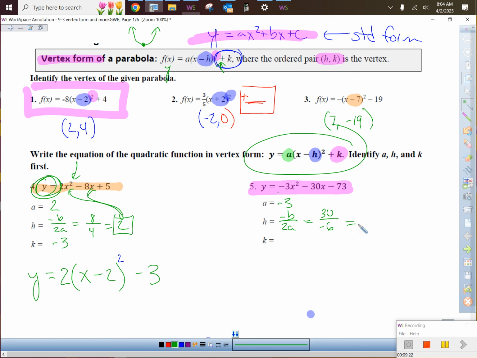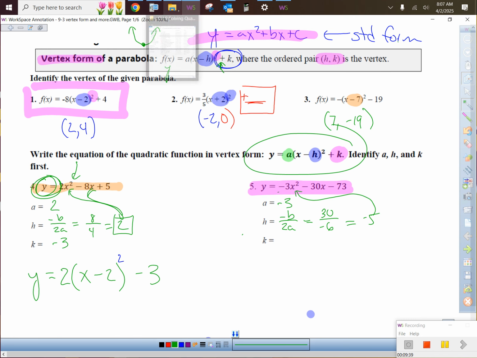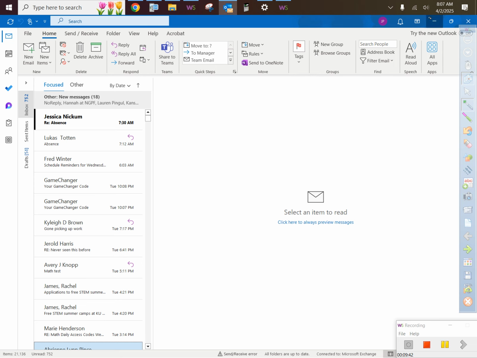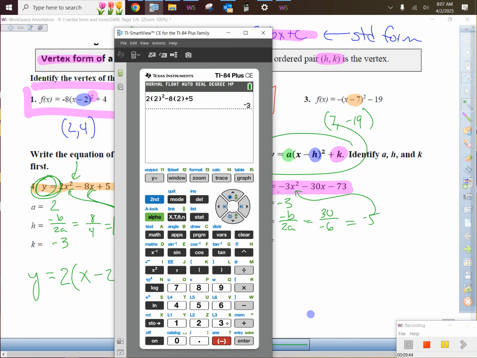5 or -5? Yep. Make sure we're putting the negative in parentheses. We're going back into the OG problem right here, and we're going to put -5 in parentheses. That way when we square it, it gets properly taken care of.